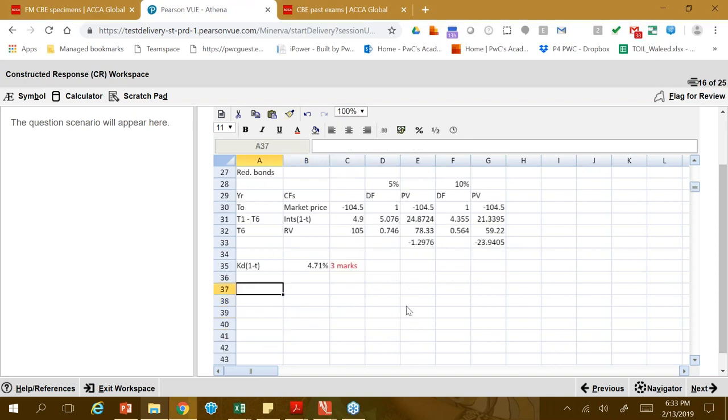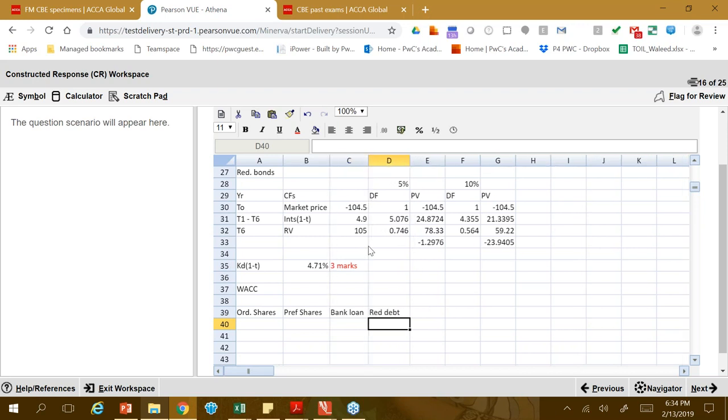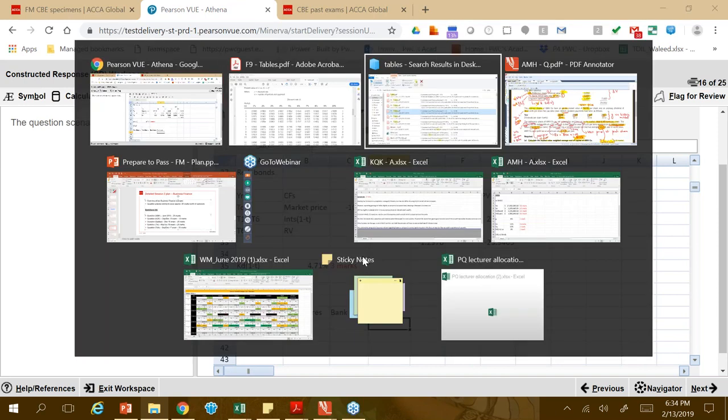Now, for the final part here on the WACC, what I always advise is that you break this calculation down into ordinary shares, preferred shares, bank loan, and redeemable debt. Just for simplicity reasons, I would break down this calculation and show the examining team the 4 different sources of finance. So what I'm planning to do here is use this big WACC formula.